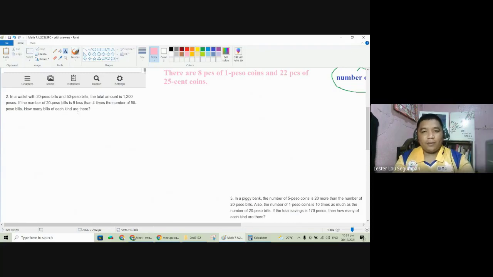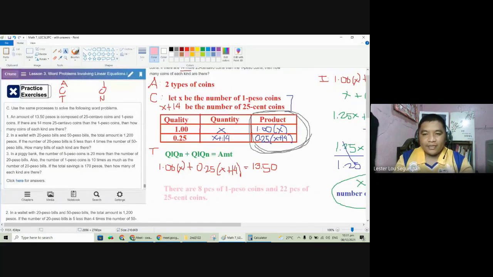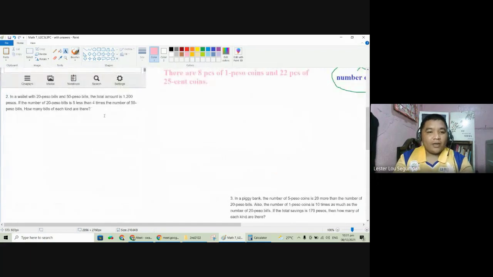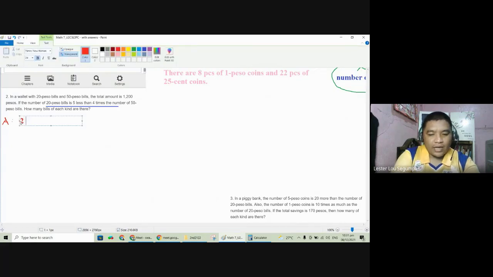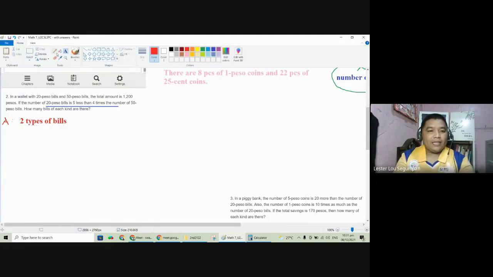Now, if we talk about this problem, it's a little bit easier in terms of quality since we don't have decimals like in 75 centavo or 25 centavo coins. But we have a little bit of concern as to their relationship. Anyway, let's start with A. There are actually two types of, not coins now, bills. We have 20 peso bills and 50 peso bills. With that in mind, these are the qualities. So let's proceed with the quantity, the representation.